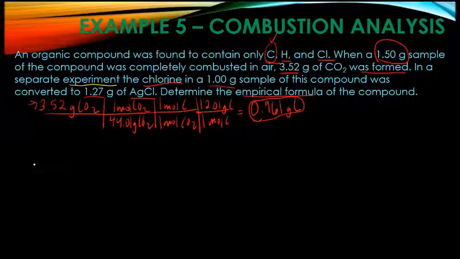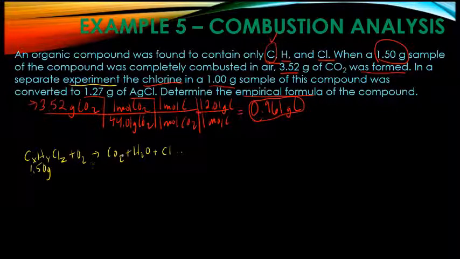So basically, we had our original compound, which was like CxHyClz. Okay, this was our original compound. The first one, it was combusted with oxygen. So we had that first reaction take place where it was combusted with oxygen. It produced the carbon dioxide, the water, and whatever chlorine compound it got. Okay, so this was that 1.5 gram sample. And we figured out the carbon based off of the CO2 here, the 3.52 grams. So that's where we got this amount, okay?